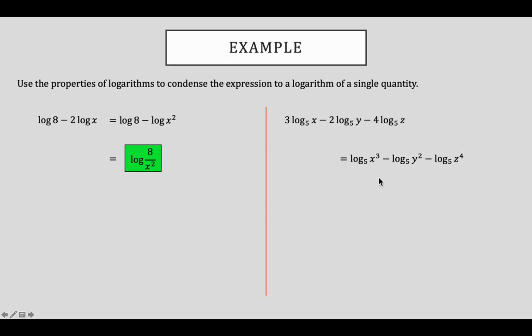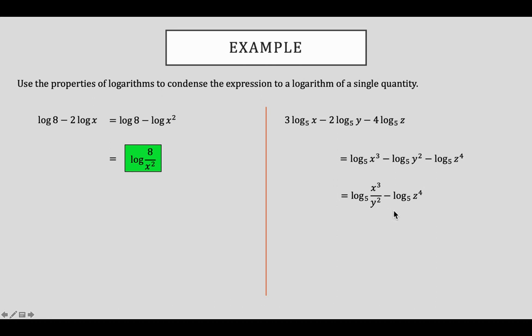Now, let's go one step at a time. Let's look at these first two logs. They are connected by subtraction. Subtraction of separate logs can be written as a single logarithm with a quotient. This would be log base 5 of x cubed divided by y squared, minus log base 5 of z to the fourth power.